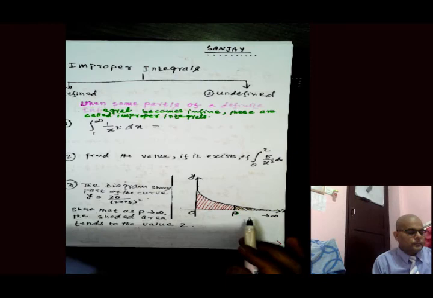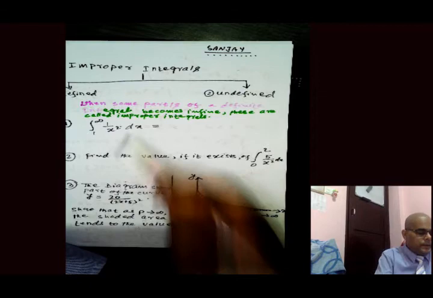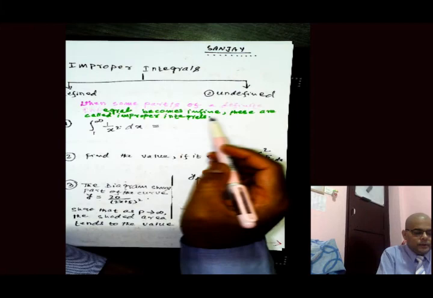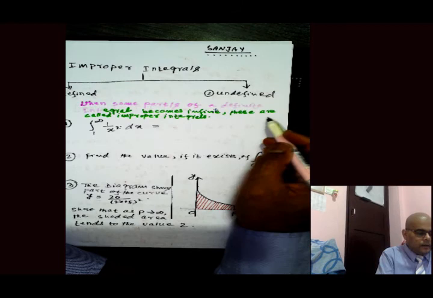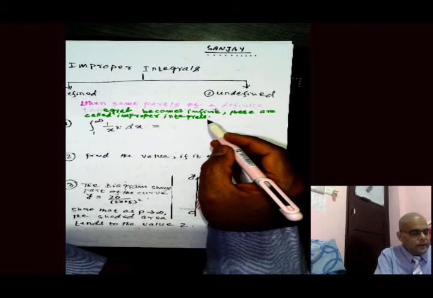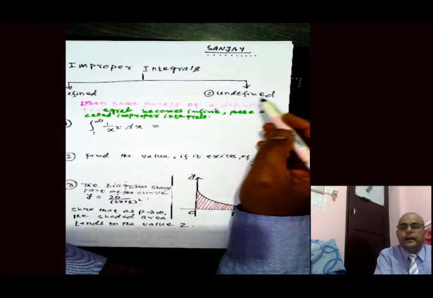We'll now discuss improper integrals. You can see that when some part or parts of a definite integral becomes infinite, these are called improper integrals. In improper integrals, you'll see that some integrals are defined and some are undefined. So let's see which are defined and which are undefined.